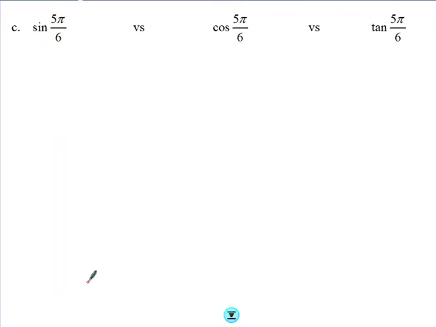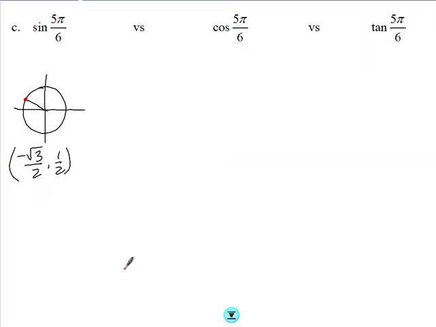Here we are looking at the angle 5 pi over 6. 5 pi over 6 is here on the unit circle, and this point is negative square root of 3 over 2, 1/2. So sine of 5 pi over 6 is the y value, which is 1/2. Cosine of 5 pi over 6 is the x value, which is negative square root of 3 over 2.